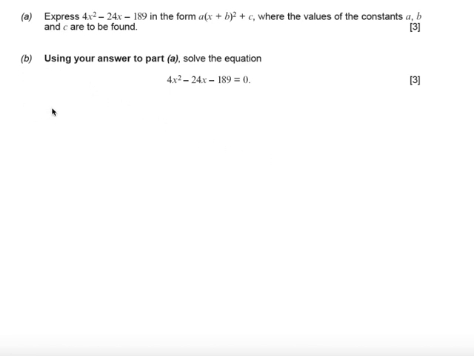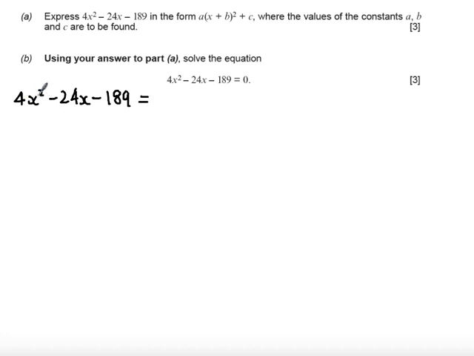In this question, we're asked to express 4x squared minus 24x minus 189 in the form a(x plus b) squared plus c, where the constants a, b, and c are to be found. So in this question, we're being asked to complete the square of the expression 4x squared minus 24x minus 189. This is an expression, so it's fine to do along lines of equal signs.